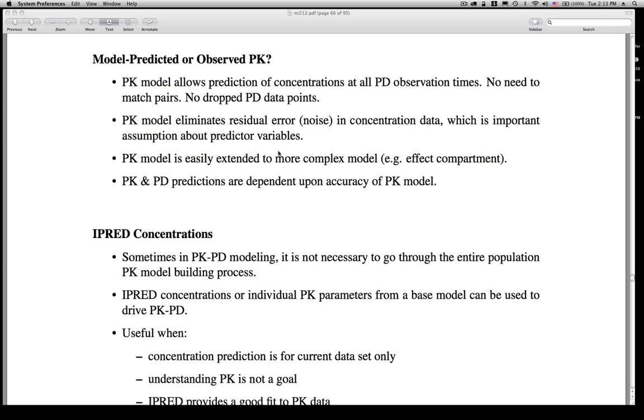Sometimes we make a little bit of a stretch there, and if they're not exactly matching, you might take the nearest concentration, which could be a few minutes, maybe a few hours away. Depending upon how the concentration time relationship is changing, how rapidly the peak to trough fluctuation changes over time, this may or may not be important. But the nice thing about a model is that you always have the ability to make a prediction at each one of the PD observation times.